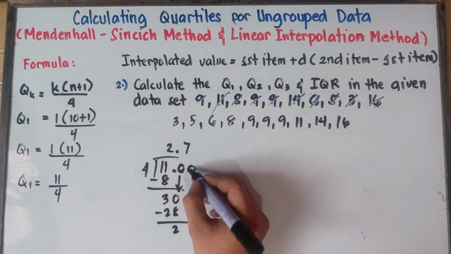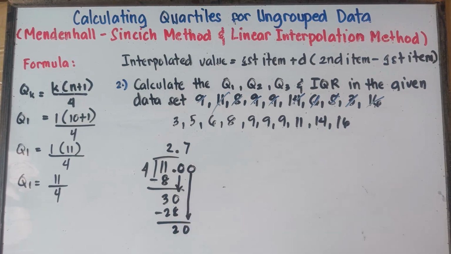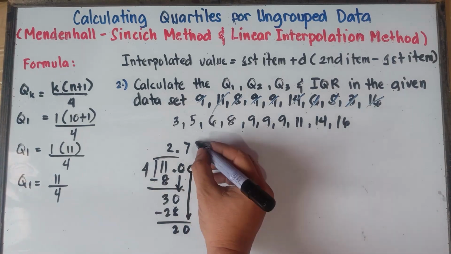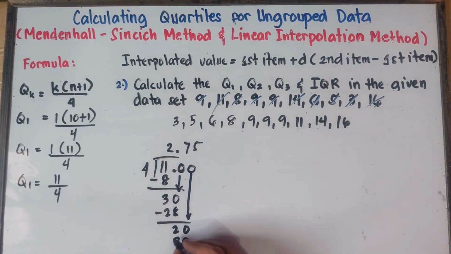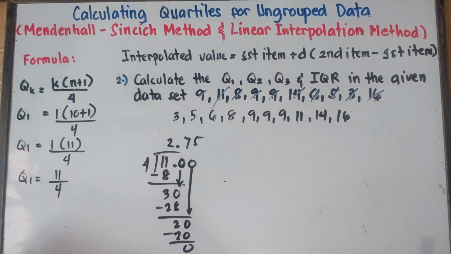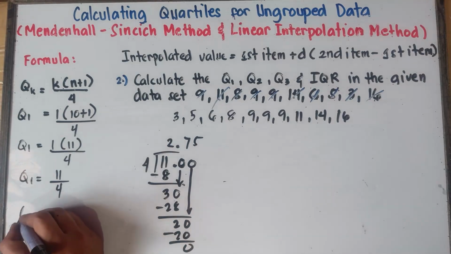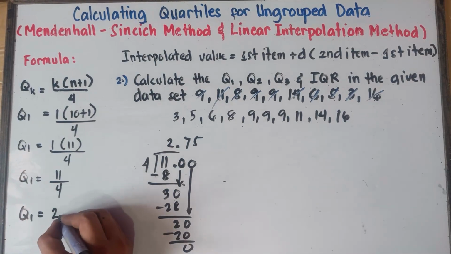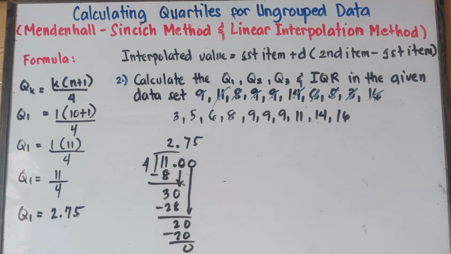You add another 0. So that would be 20. And then 20 divided by 4, that would be 5. 5 times 4 is 20. Subtract, that would be 0. So therefore, 11 divided by 4, the answer, class, is 2.75. Now, your answer, class, is a decimal.